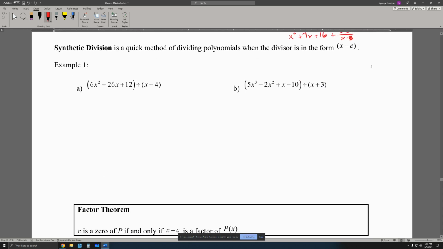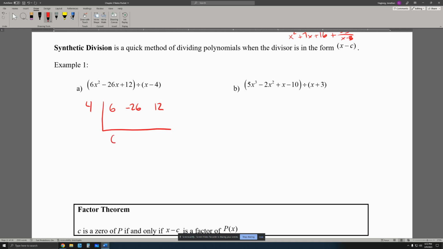Synthetic division is a quick method of dividing polynomials when the divisor is in the form x minus c. Let's try a few examples. So here we have, in the form x minus c, x minus 4. That tells me that my root is positive 4, and we're going to set up our synthetic division. Writing the coefficients in decreasing order, we get 6, negative 26, and positive 12.